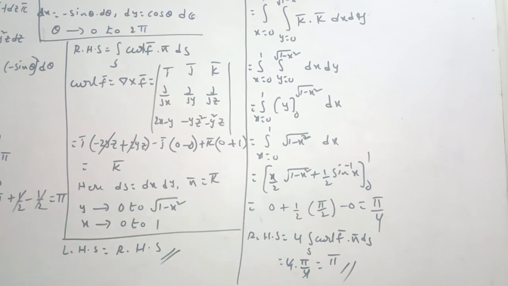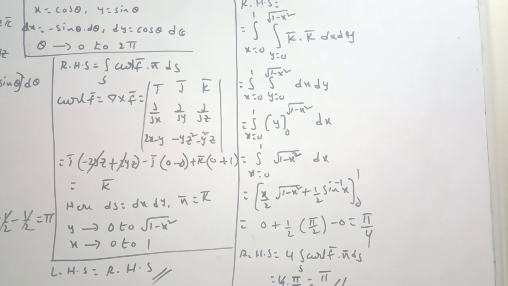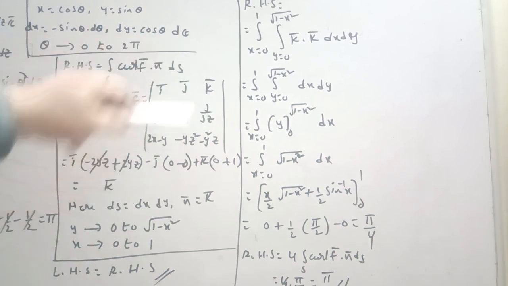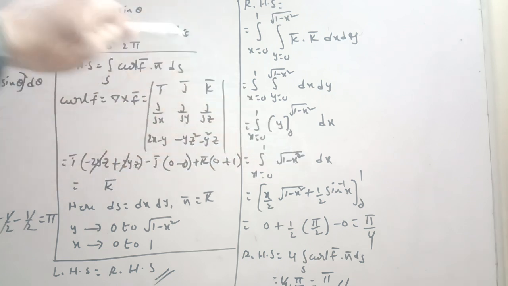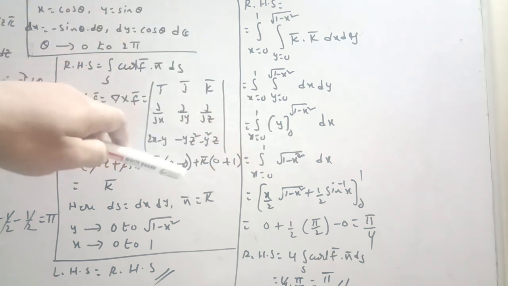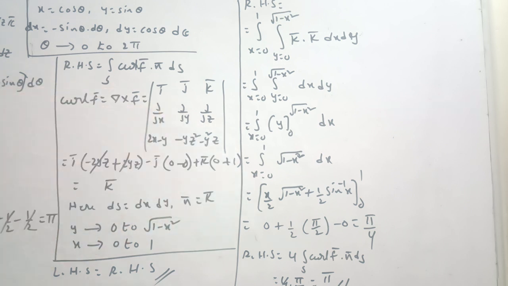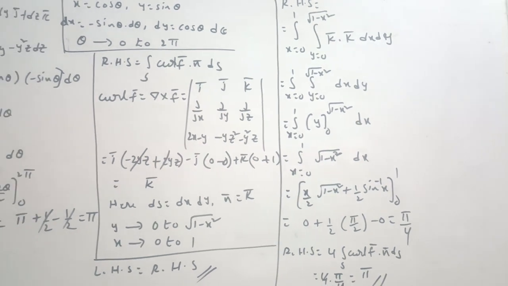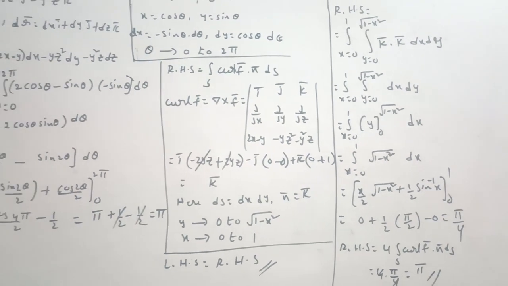So like this, you have to find the integration. The limits we calculated, we substituted here and we integrated here. So we got pi by 4 for one projection, and with 4 parts, 4 into pi by 4 you have to do. Therefore LHS is equal to RHS. Stokes theorem is verified. Like this, you have to simplify using Stokes theorem for the given problem.